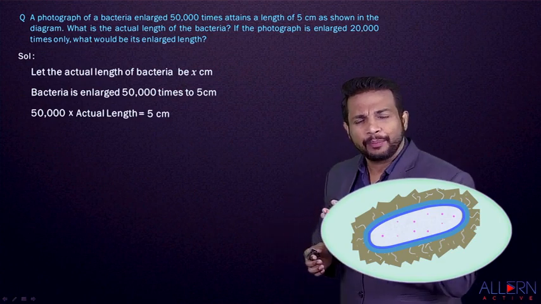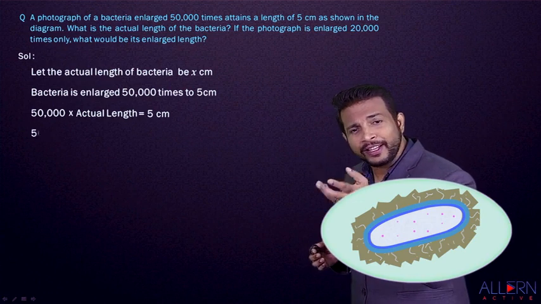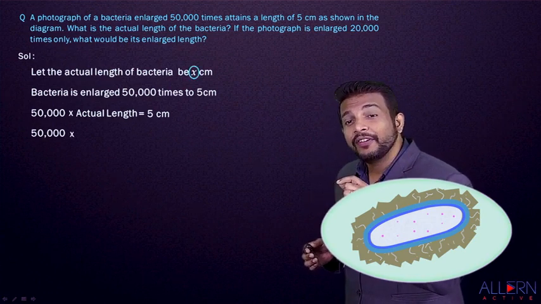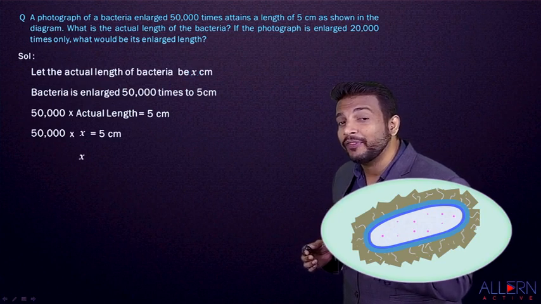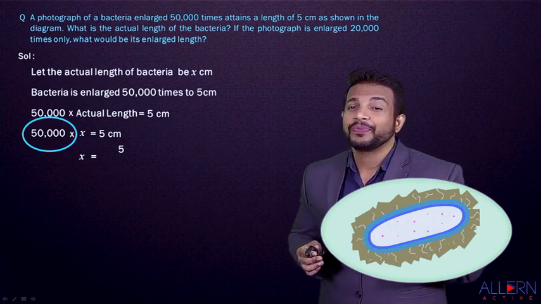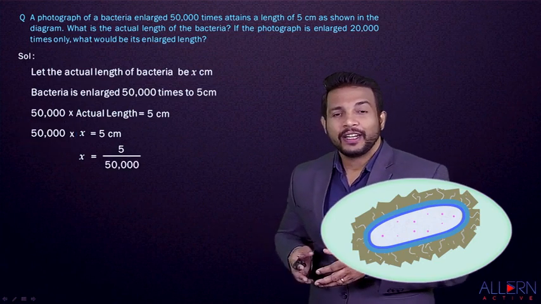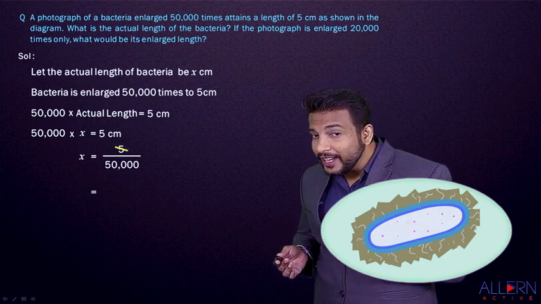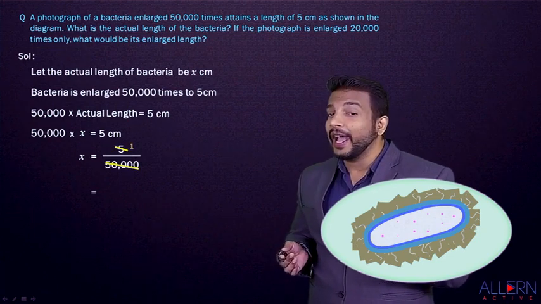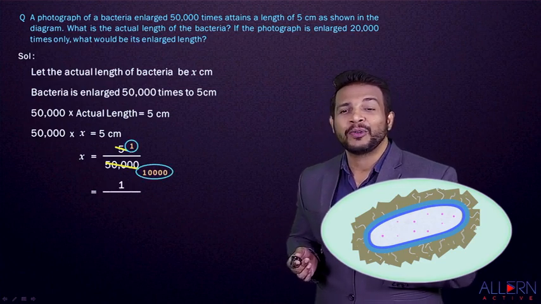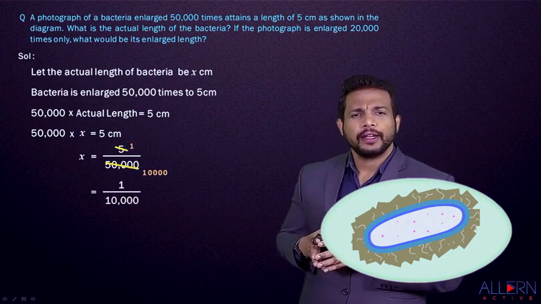Isn't that easy? Simple. So from this, can we find the actual length? Yes, we can. The actual length, that is what we have taken as x. 50,000 into x is equal to 5. Now we can say therefore x is equal to 5 upon 50,000, isn't it? How do we solve it? So simple, right? 5 ones are there in the numerator and in the denominator it is 1 and there are 4 zeros there. So it is 1 upon 10,000. That is what we get, right?